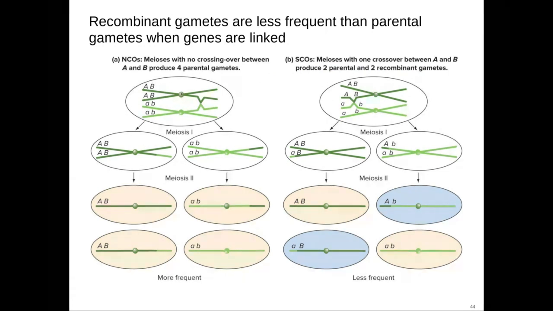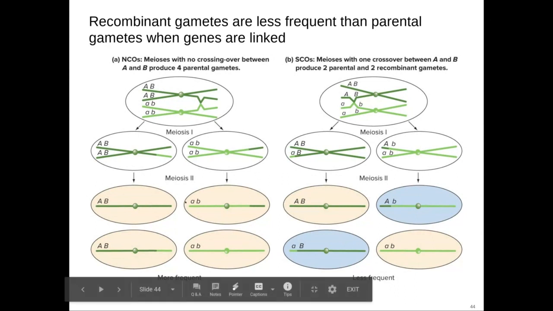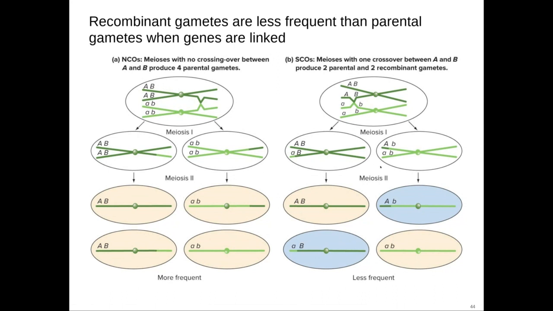We have AB, and we have crossing over that occurs. Now, because these are so close together, when crossing over occurs at this event, they're still inherited together. AB is still here, AB is here. Now, when crossing over occurs between them, we have this crossing over event where we swap A for B and so on, and vice versa.